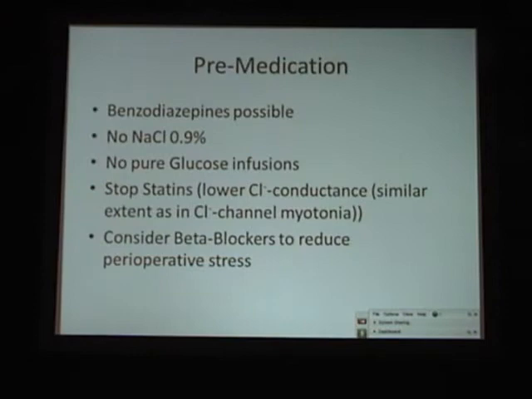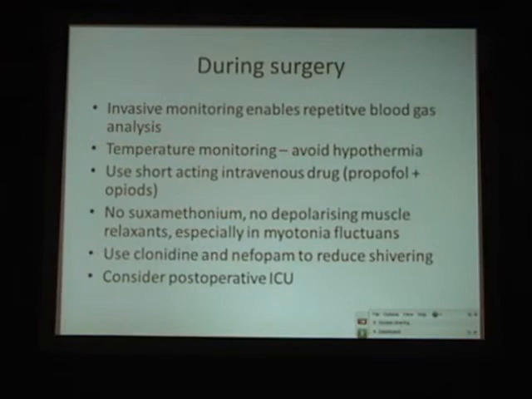Beta blockers, in my personal experience, are very good at reducing perioperative stress, and we recommend them regularly, but they're often not necessary, of course. During the surgical procedure, regular blood gas analysis, including electrolytes, is very useful. And of course, temperature monitoring is essential. We have to do everything to avoid hypothermia.